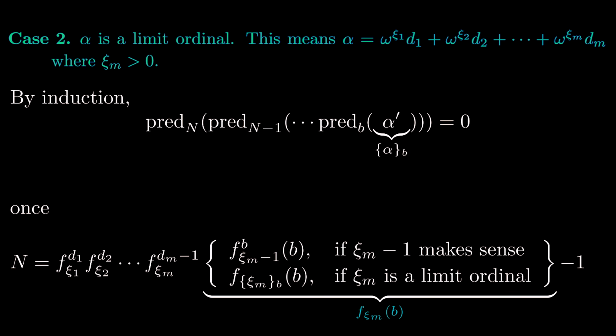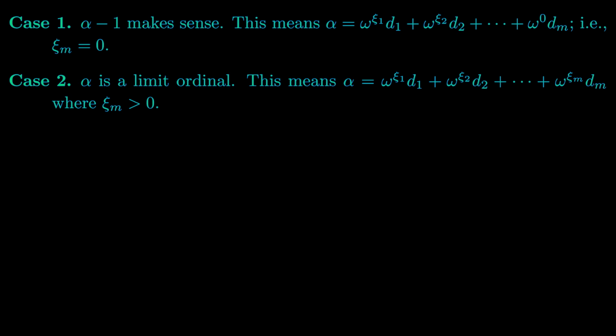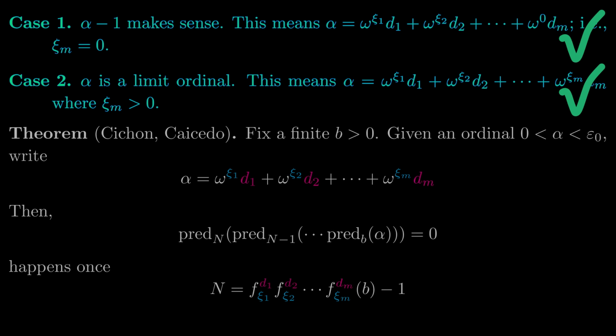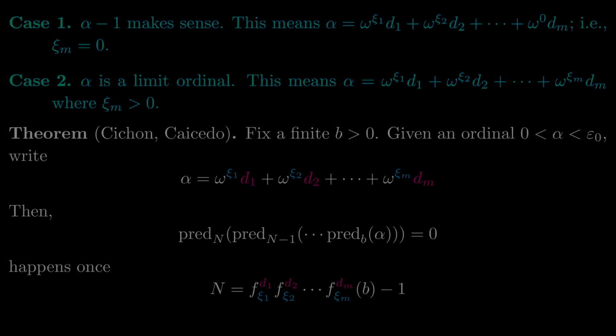In particular, by unpacking the definitions again, we see that this second case also implies that alpha must satisfy the theorem. Since both cases imply that the theorem holds for alpha, it follows by induction that the theorem is true for every alpha. Now let's reap the rewards and calculate the explicit length of any Goodstein sequence.